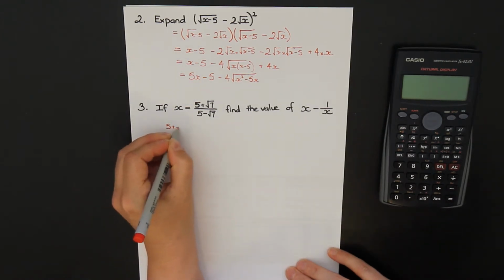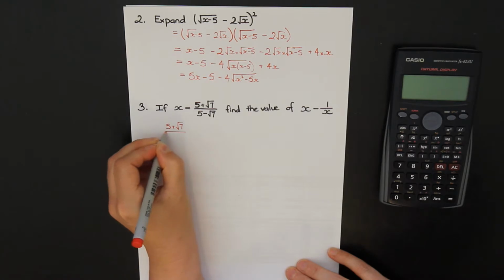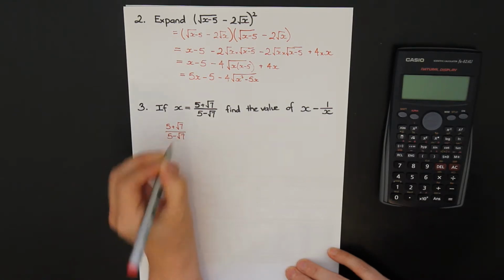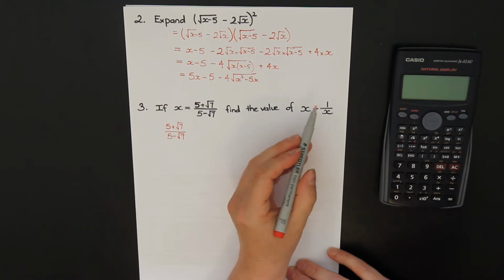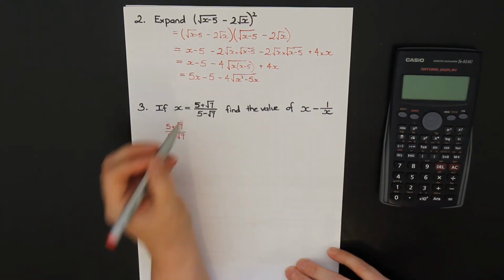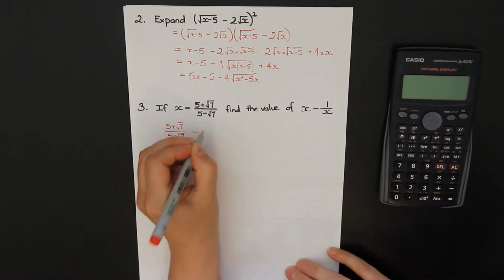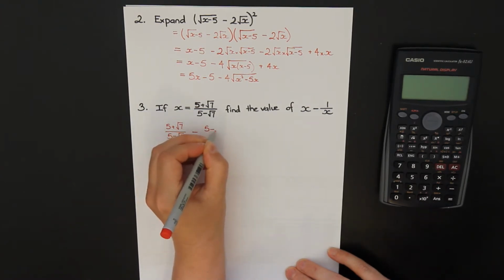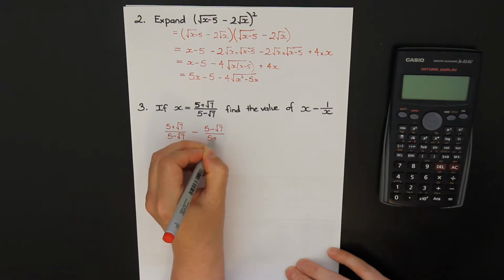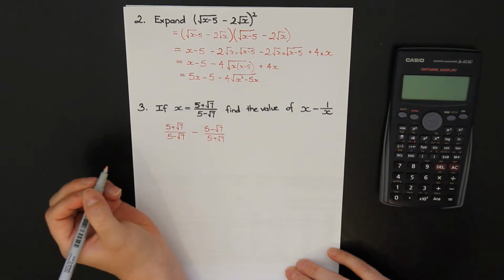is this, minus 1 over x. Now 1 over something just means that you want to find the reciprocal of it, which means I just want to turn this upside down. So minus 5 minus square root 7 over 5 plus square root of 7.